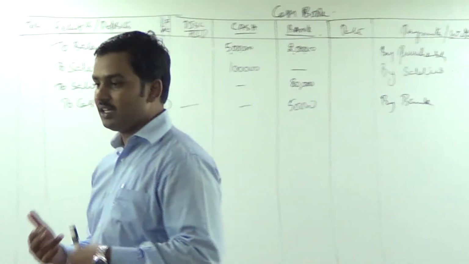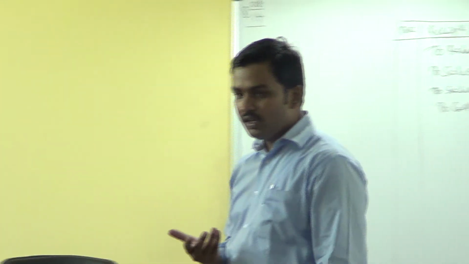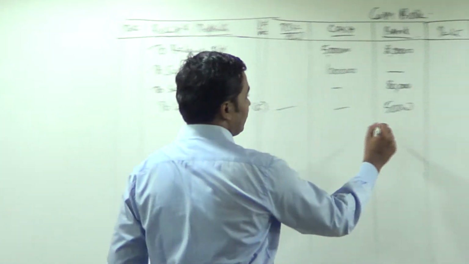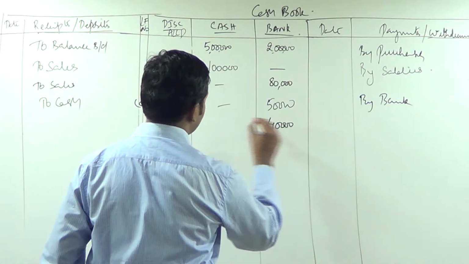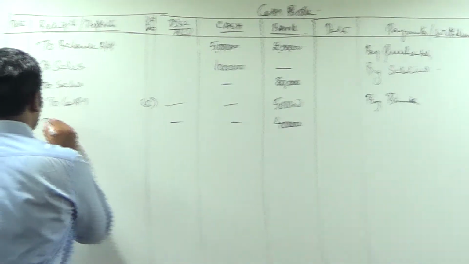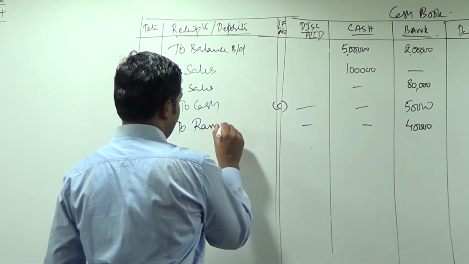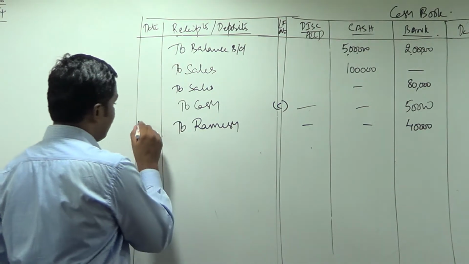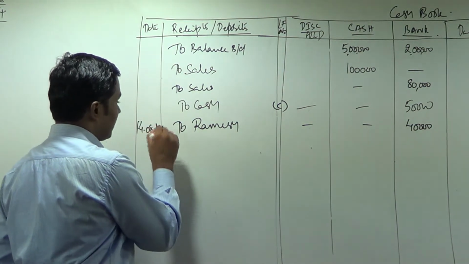So is it a deposit or a withdrawal? It's a deposit in the bank account. How much? 40,000, to Ramesh. When should I record the entry? On 14th August itself.